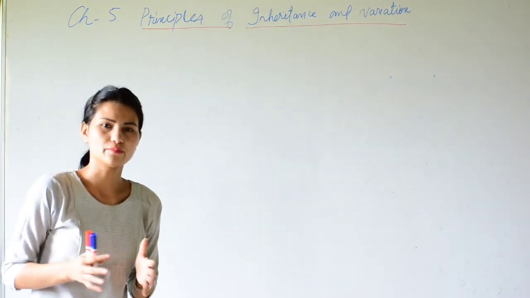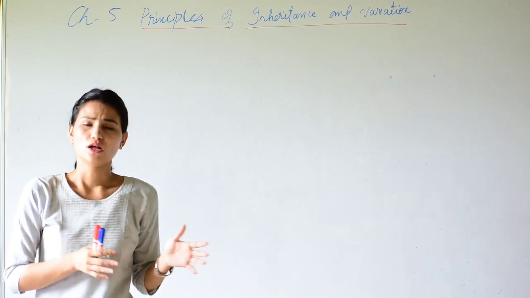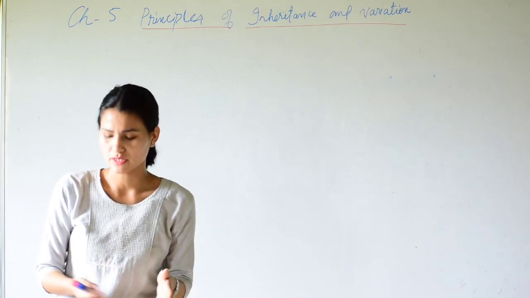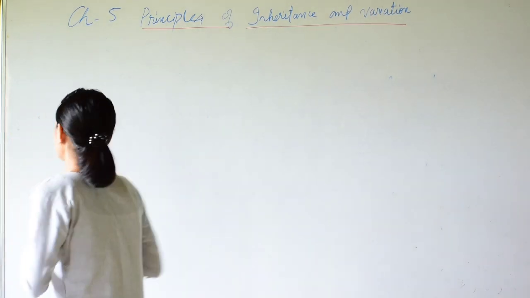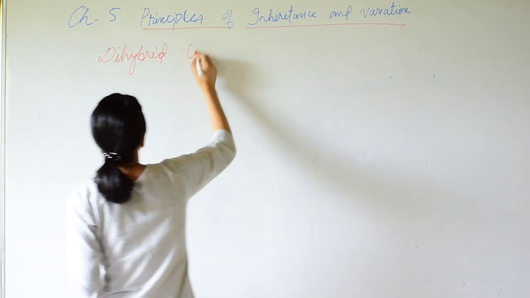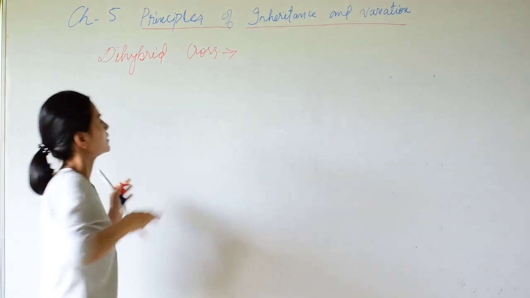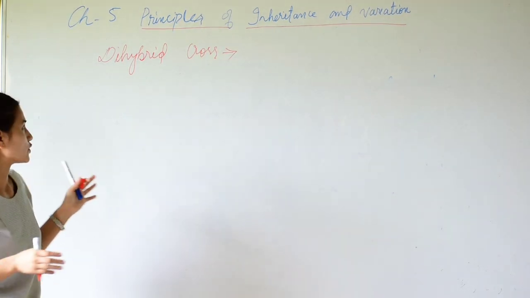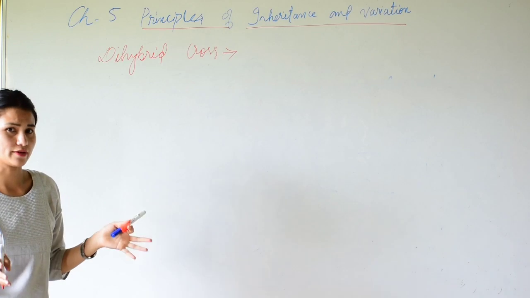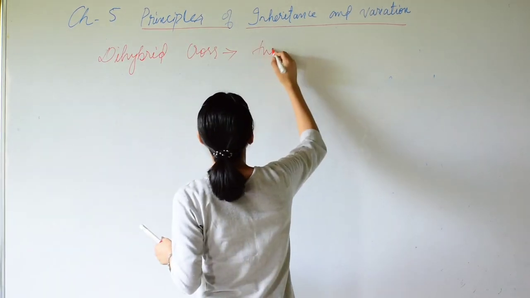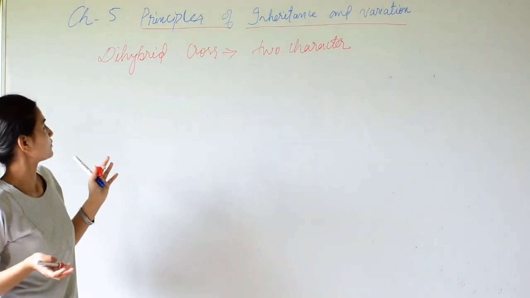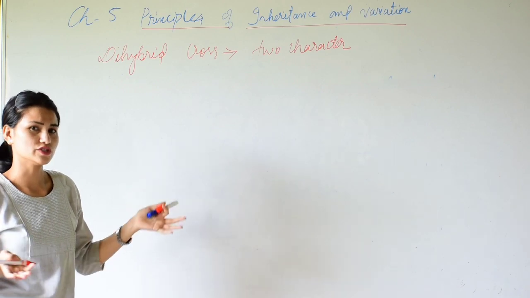Let us see what is a dihybrid cross. The third law that I've told you, that is the law of independent assortment. To learn that, I think dihybrid cross is important, so let us discuss dihybrid cross. I've already told you what is dihybrid cross, isn't it? Dihybrid cross is nothing but a cross made of two characters, or you can say a cross made of two genes, taking two genes.